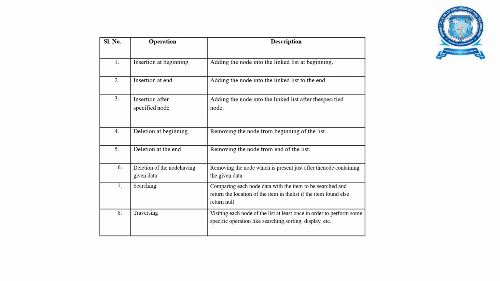Insertion at the beginning, that is adding a node at the beginning. Insertion at the end is adding the node into the linked list at the end. Insertion after a specified node is adding the node into the linked list after the specific node. Deletion at the beginning is removing the node from the beginning. Deletion at the end is removing the node at the end of the list. Deletion of the node having given data is removing the node which is present just after the node containing the given data. Searching is comparing each node's data with the item to be searched. Traversing is visiting each node of the list at least once in order to perform some specific operation.